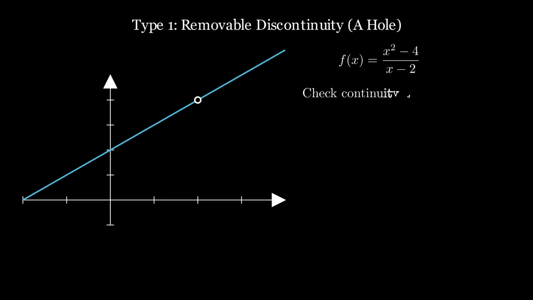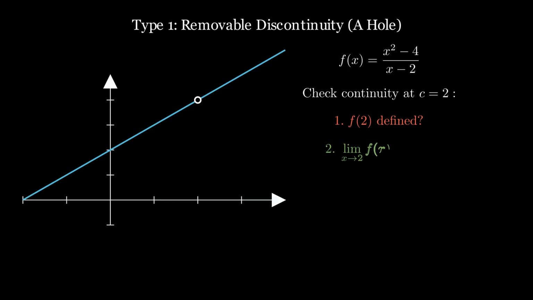Let's test our three conditions at the point c equals 2. First, is f of 2 defined? If we plug in 2, we get 2 squared minus 4 over 2 minus 2, which is 0 over 0. This is undefined. Since the very first condition fails, we know the function is discontinuous.